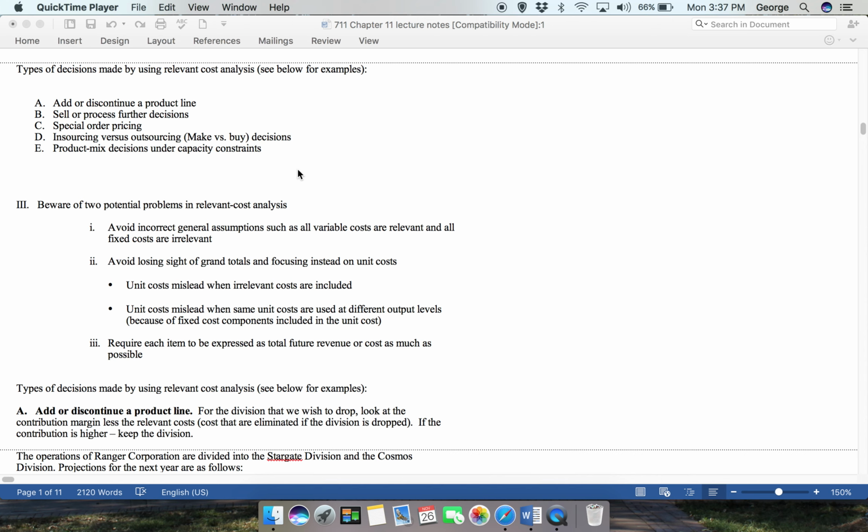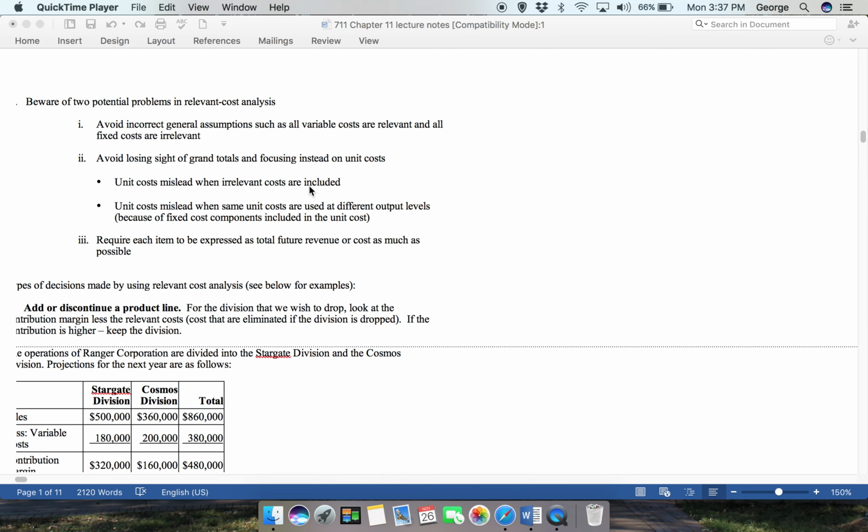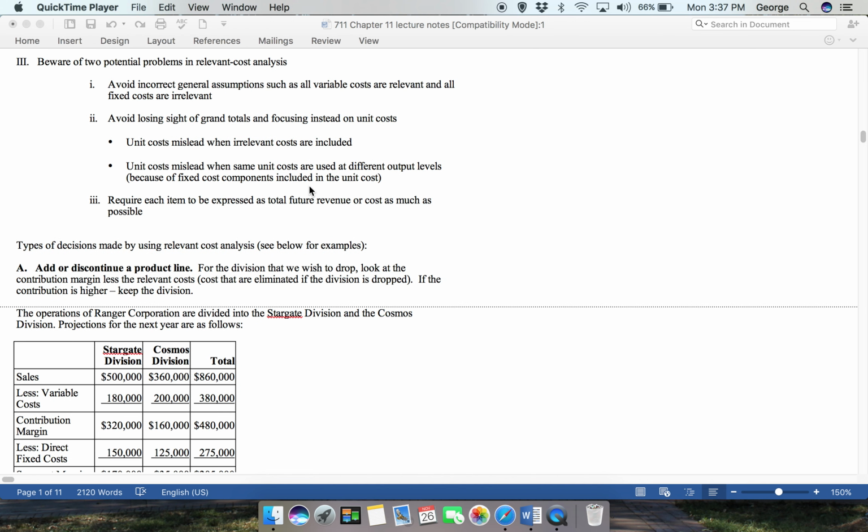And then product mix decisions under capacity constraints would be the fifth one that we're going to look at in the notes. Two potential problems that could occur. We want to avoid assumptions that all variable costs are relevant and all fixed costs are irrelevant. Some fixed costs can be relevant if they're differential.